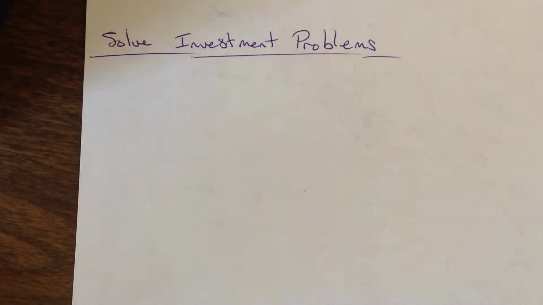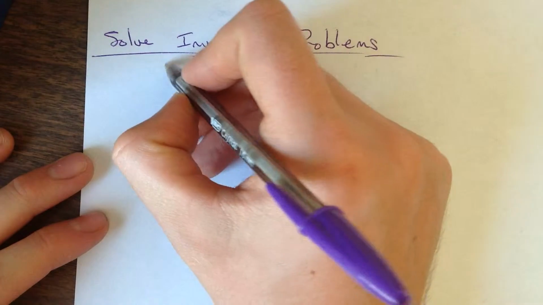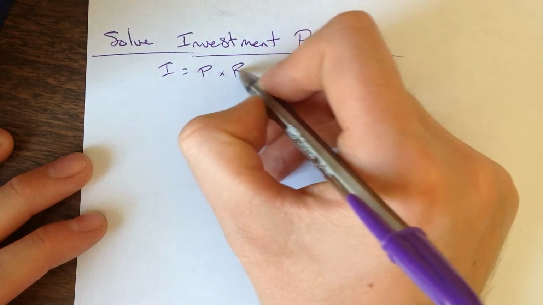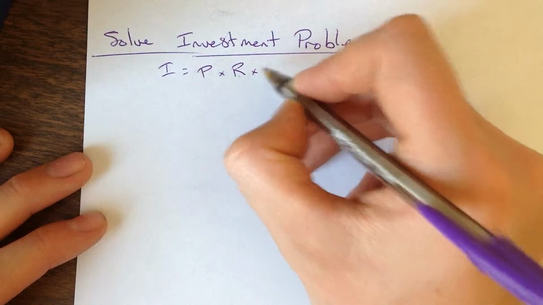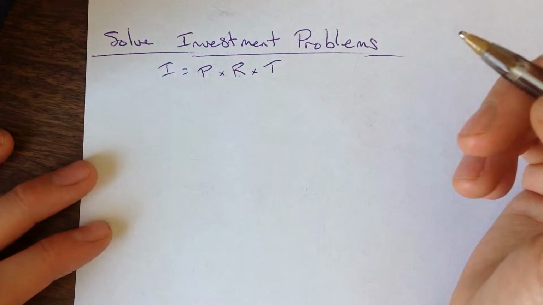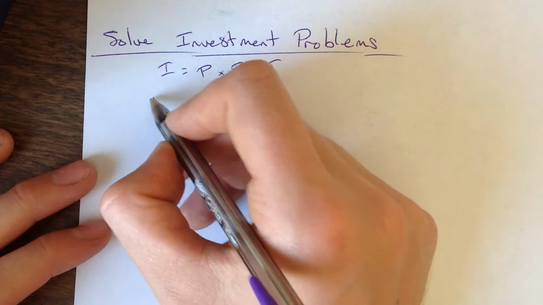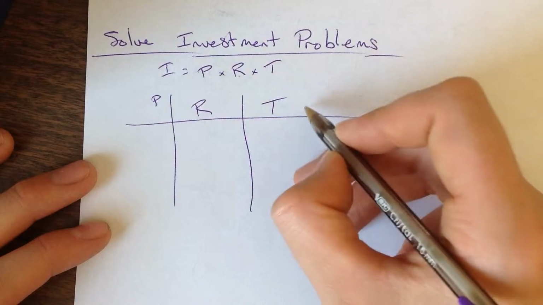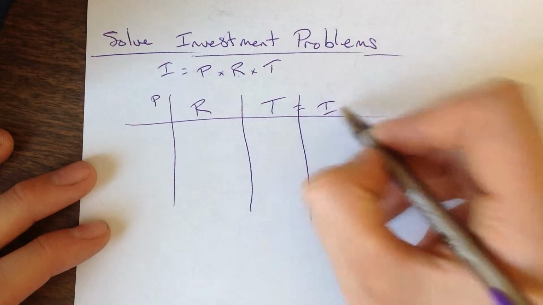So, the way we set this up, interest is equal to the amount you stick in, or the principal, times the rate of percent, like a 3% interest rate, and how much time you stick it there. So we take our principal times our rate times our time. It's going to equal our interest.